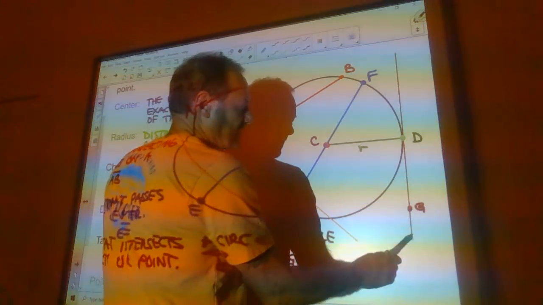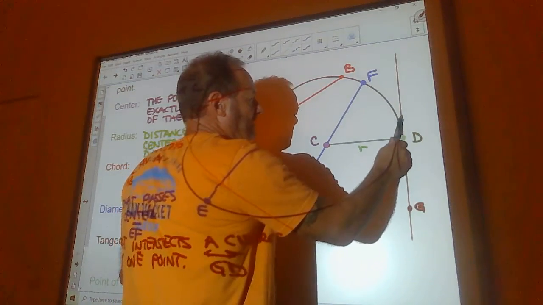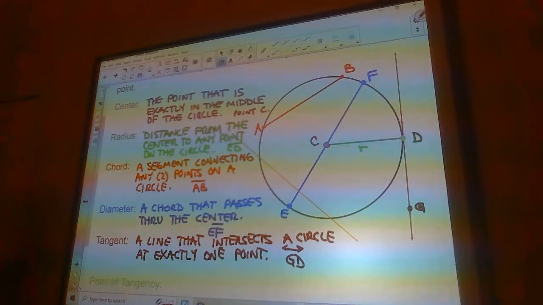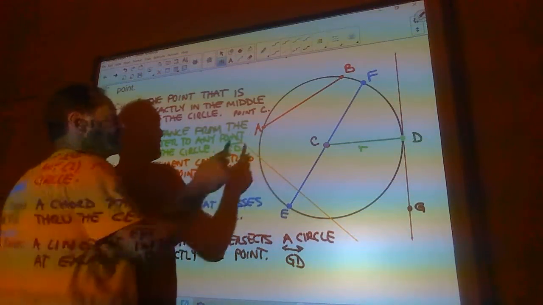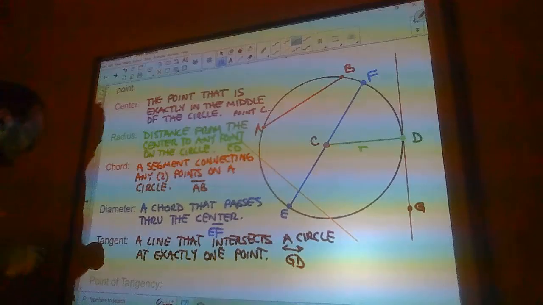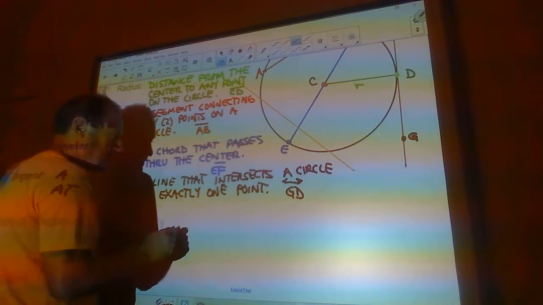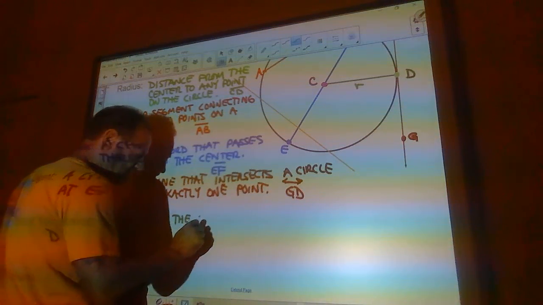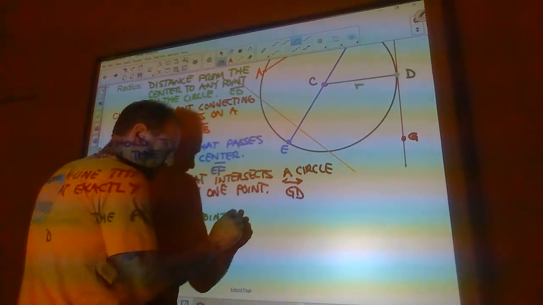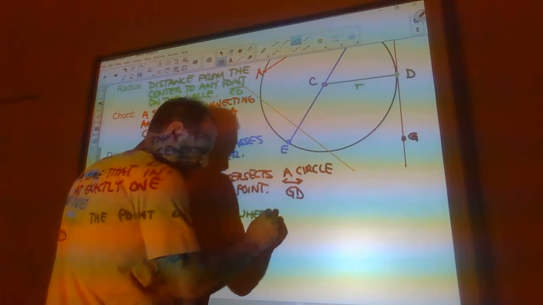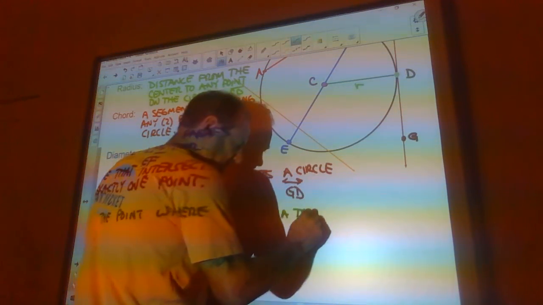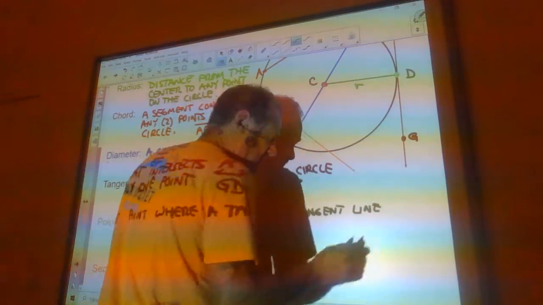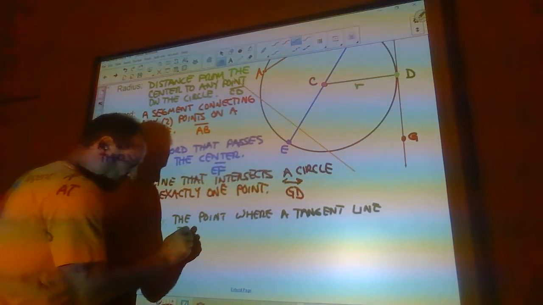It's a line that comes by here. It just kisses the side right here at point D, and then it just keeps going. The point of tangency is the point, in this case it would be point D. It's the point where a tangent line touches the circle.